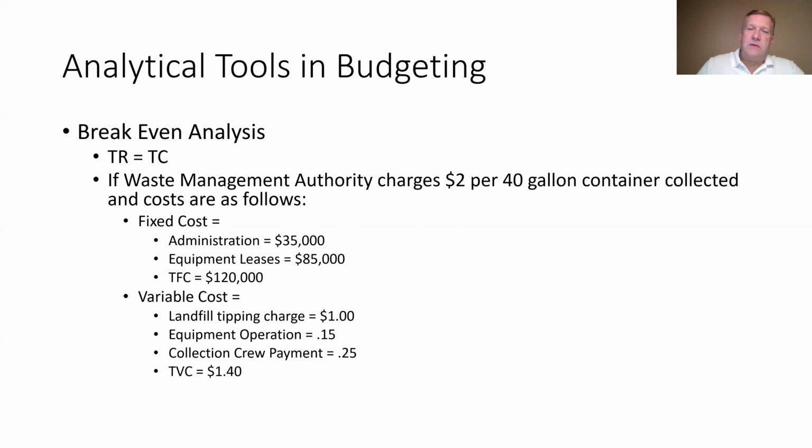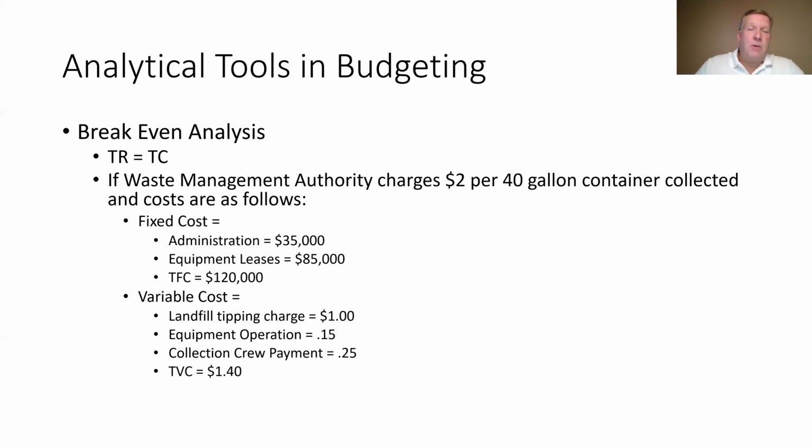So let's assume here in this situation that for fixed costs, we have administrative costs and we have equipment lease costs. So we have $35,000 in administrative costs. We have $85,000 in equipment lease costs. So we have a total of $120,000 for our fixed costs. Again, these are fixed costs. They are not tied to the amount of the good that we are producing, the amount of containers we are collecting. These are costs irrespective of how many containers we will collect, hence their fixed costs. So we have $120,000 in fixed costs.